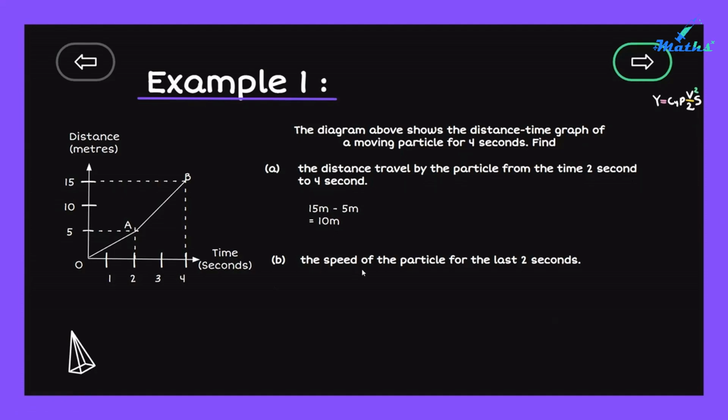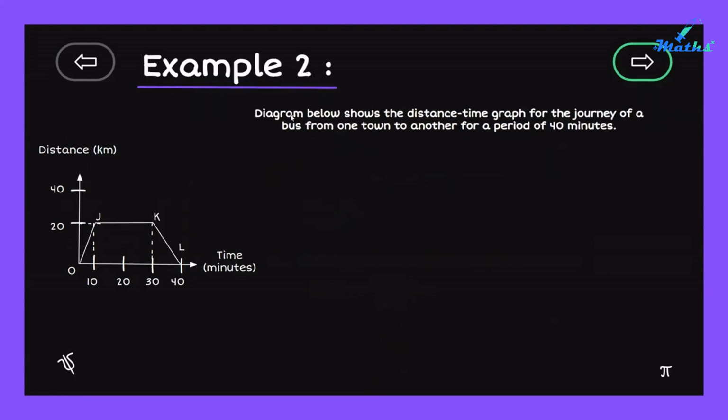Another part is finding the speed for the last 2 seconds. You still remember the speed formula: speed is equal to distance divided by time. So the distance in the last 2 seconds is 50 minus 5, divided by the time, 4 minus 2. That gives 10 m divided by 2 s, and the answer is 5 m s^-1. Next is number 2.